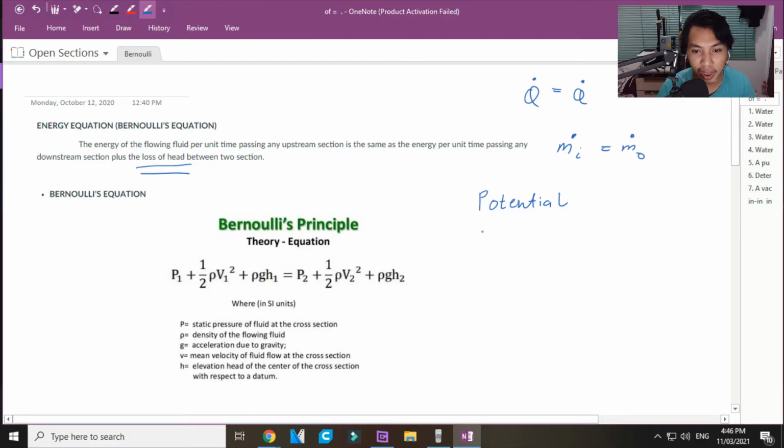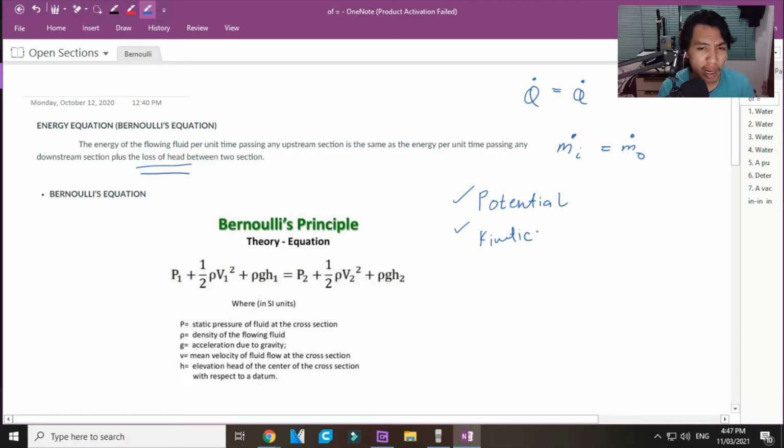Nandyan din yung kinetic energy. 'Di ba meron tayong sinabi diyan na flowing fluid. Your flowing fluid contains a moving energy, okay? When it is moving, and that is kinetic. Yung kinetic energy na 'yan, that kinetic energy is affected with the speed that your fluid is flowing. Ibig sabihin, velocity.